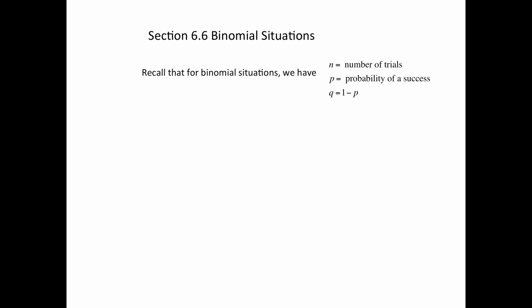6.6 on binomial situations. If you're given a percentage, then most likely it's going to be a binomial situation. So we would have p, which would be that percentage, q, 1 minus p, and n is the number of attempts or trials or sample size.